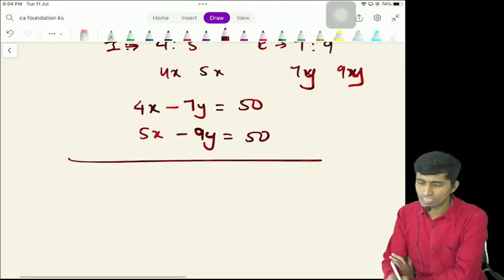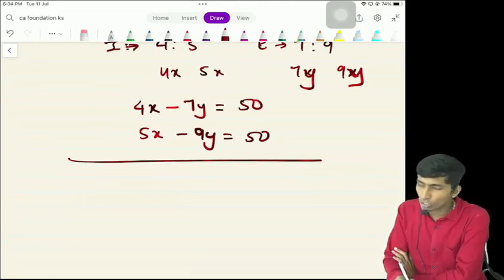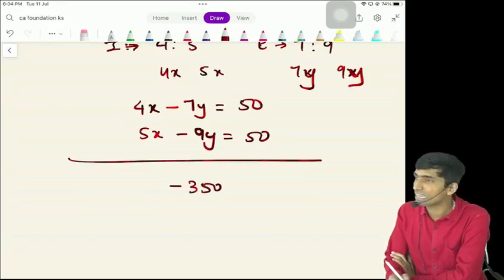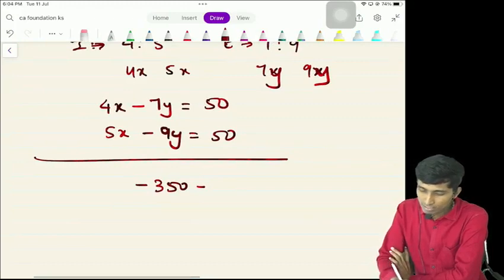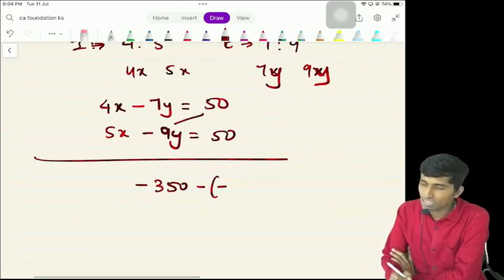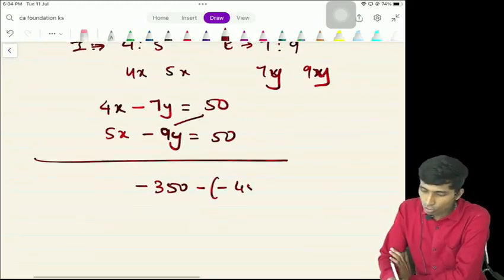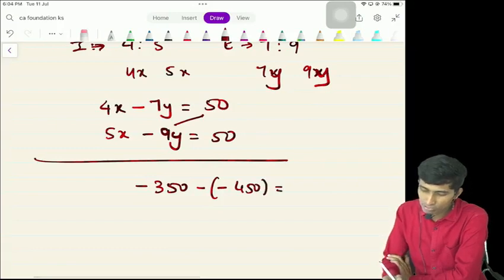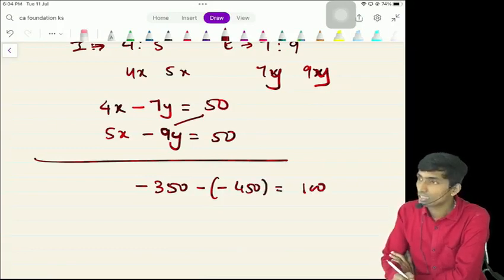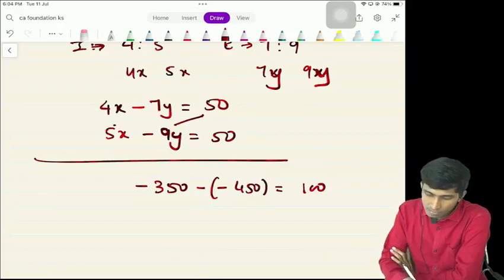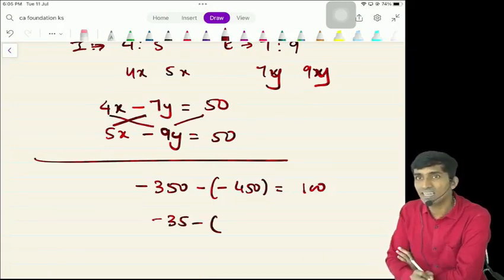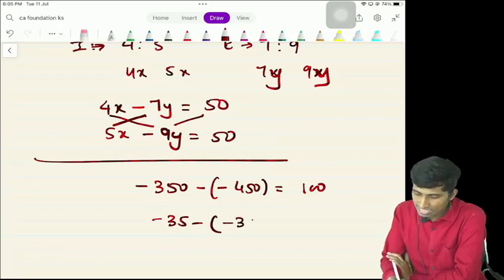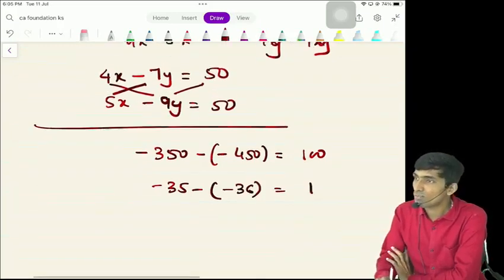Let's try. First step what? 7 into 50 minus 350. Correct no? Minus in the formula. Minus 9 5s are 45, 450. Answer is how much? 100. Understood? Here 7 5s are 35 minus 35, minus 4 9s are minus 36, minus plus, answer is what? 1.